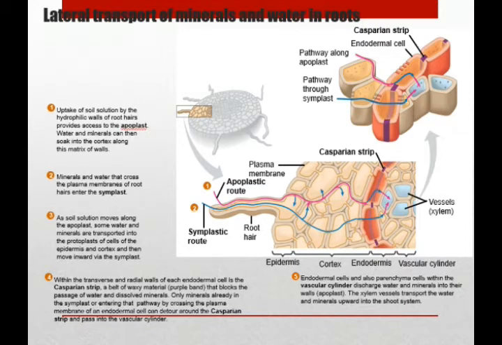Only minerals in the symplast, or entering the pathway by crossing the plasma membrane of the endodermal cell, can detour around the Casparian strip and pass into the vascular cylinder. Endodermal cells and also parenchyma cells within the vascular cylinder discharge water and minerals into the walls, which is called the apoplast. The xylem vessels transport the water and minerals upward into the shoot xylem.